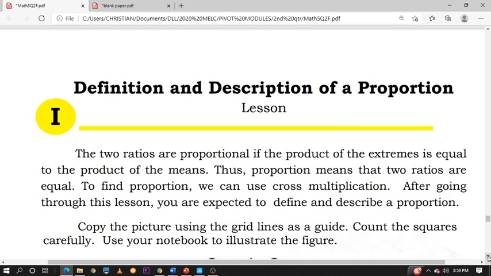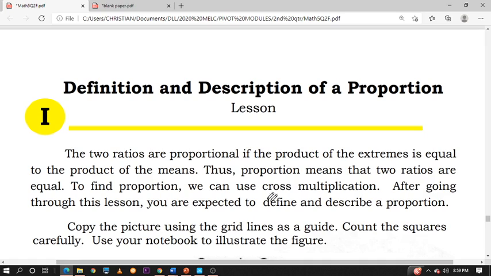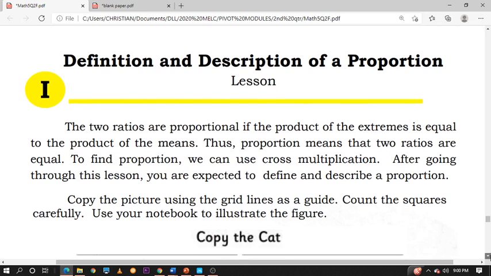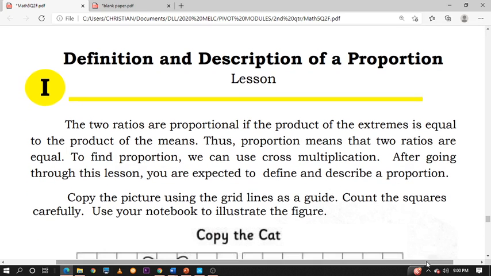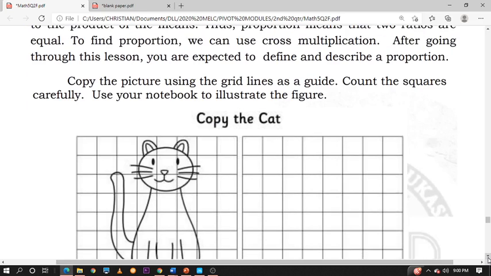And the last topic is about definition and description of a proportion. So, proportion daw ang dalawang ratio kapag ang product ng extreme ay equal sa product ng means. Thus, proportion means that two ratios are equal. So, para mahanap natin yung proportion, ginagamit natin yung cross multiplication. So, after going through this lesson, you are expected to define and describe a proportion.